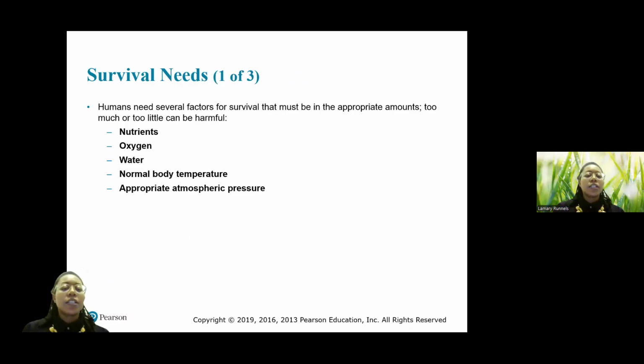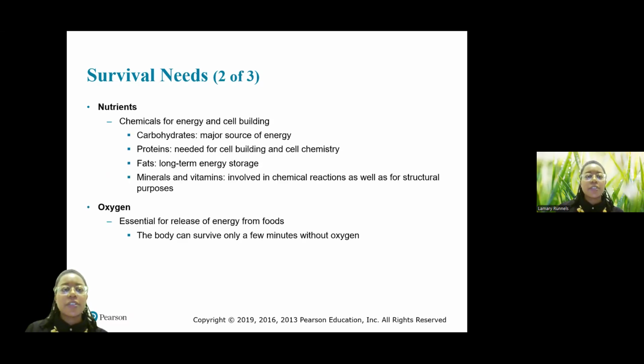Humans need several factors for survival. We need nutrients, we need oxygen, and we definitely need water, the universal solvent, or the solvent of life. We have to maintain a normal body temperature, and we have to have an appropriate atmospheric pressure for us to survive.